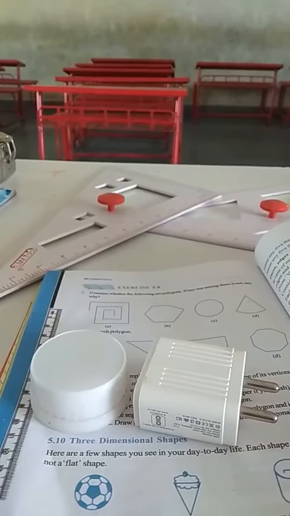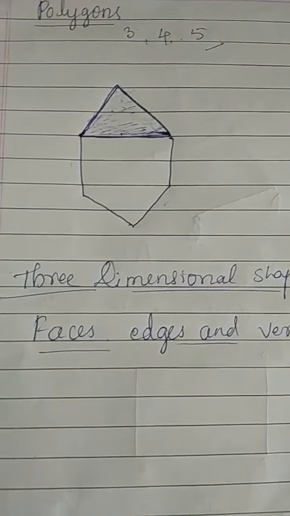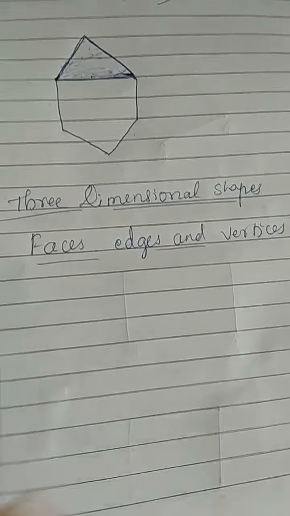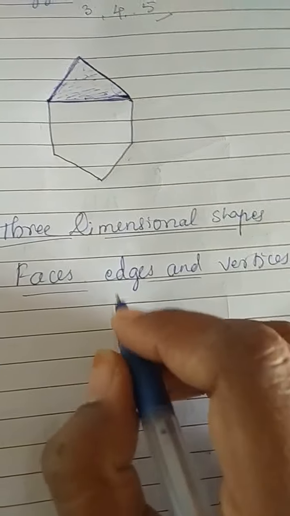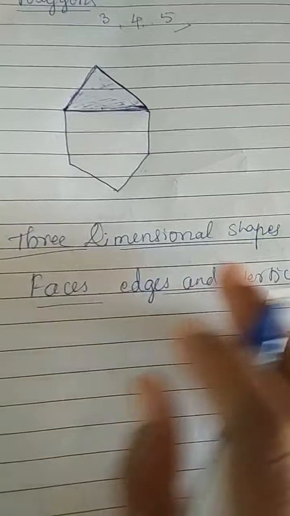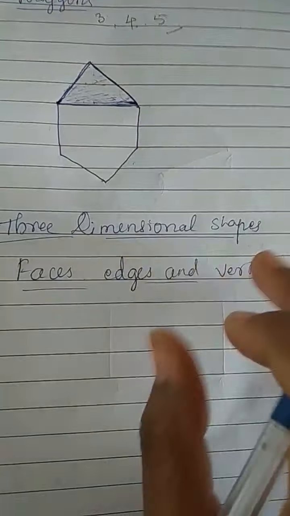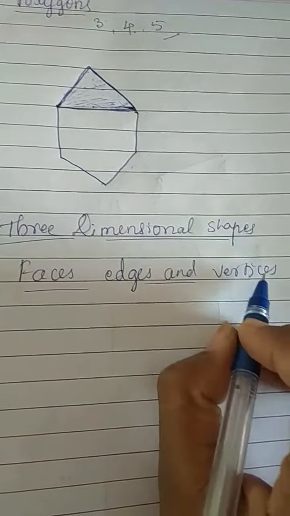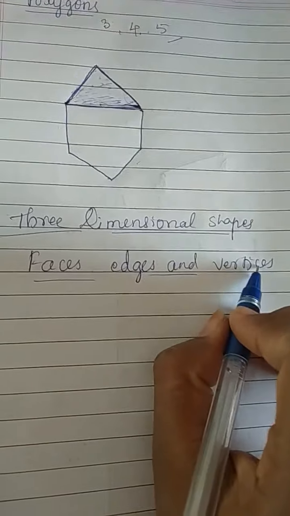These are 3-dimensional shapes. Faces, edges and vertices. In case of many 3-dimensional shapes, we can identify their faces, edges and vertices. What do we mean by these terms? Face, edge and vertex. Vertices is the plural form of vertex.